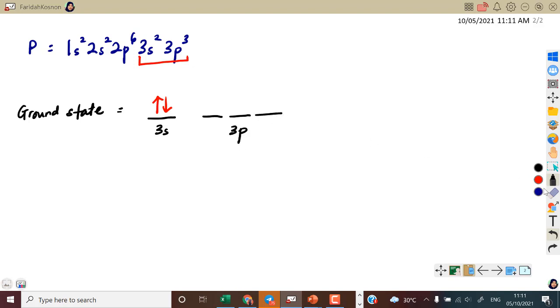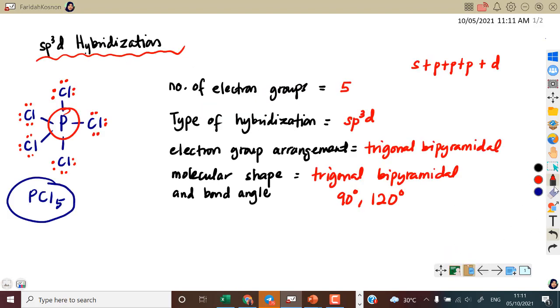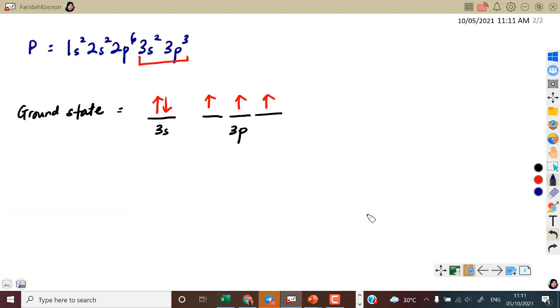Okay, in 3p we have 3 electrons, and since previously kita dah tentukan bahawa phosphorus will undergo sp3d hybridization, maksudnya sekarang dia akan involve 3d orbitals. Phosphorus is an element from period 3, so it has empty 3d orbitals. Jadi it is compulsory, wajib kita lukiskan orbital 3d yang empty, yang kosong di sini. 1, 2, 3, 4, 5 and label it as 3d.